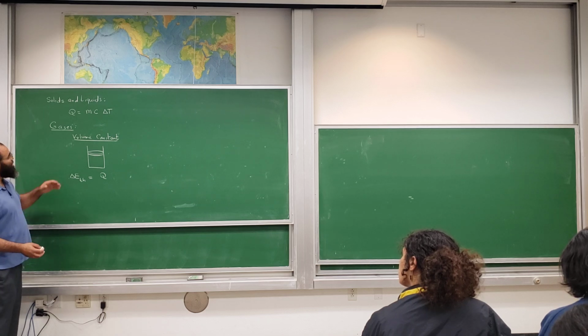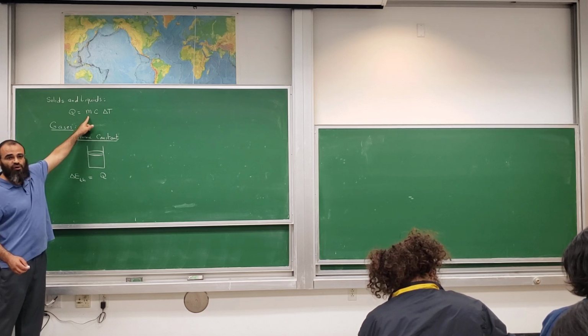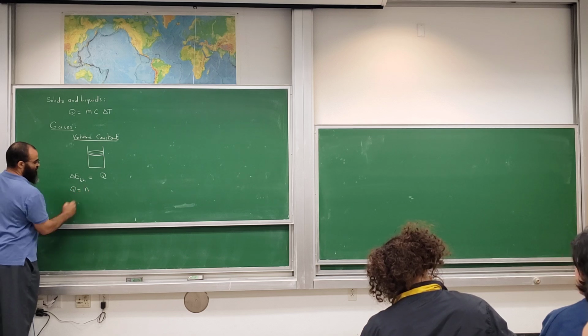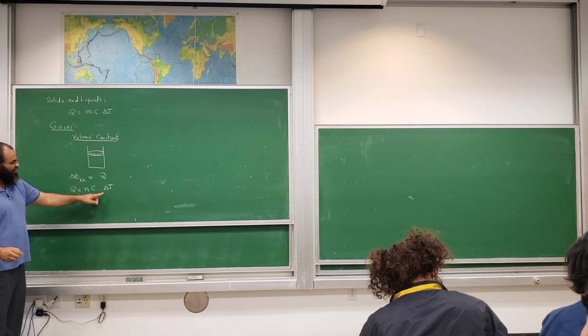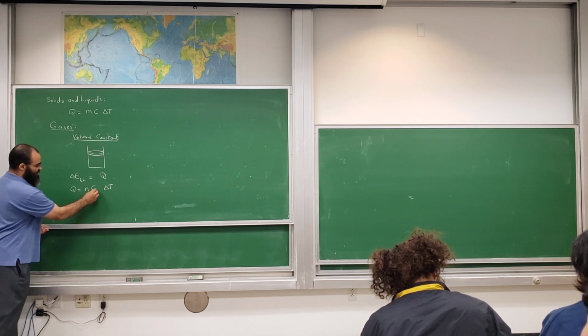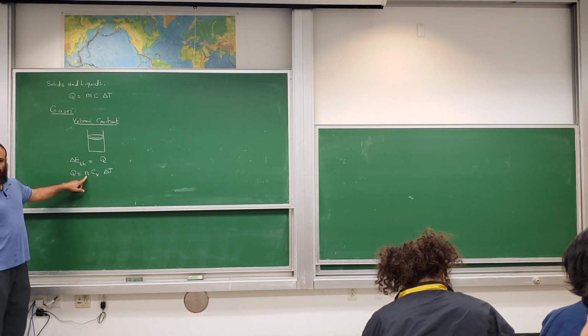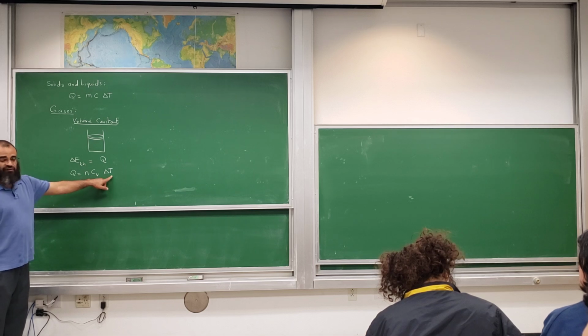Now, how does it work? For a gas, we don't like to talk about mass, we like to talk about the number of moles. So for a gas, we can write Q is equal to the number of moles times the specific heat times the change in temperature. But because we changed the temperature at constant volume, we're going to call this CV. N is the number of moles, CV is the specific heat at constant volume, and delta T is the change in temperature. And this is the heat that you have.